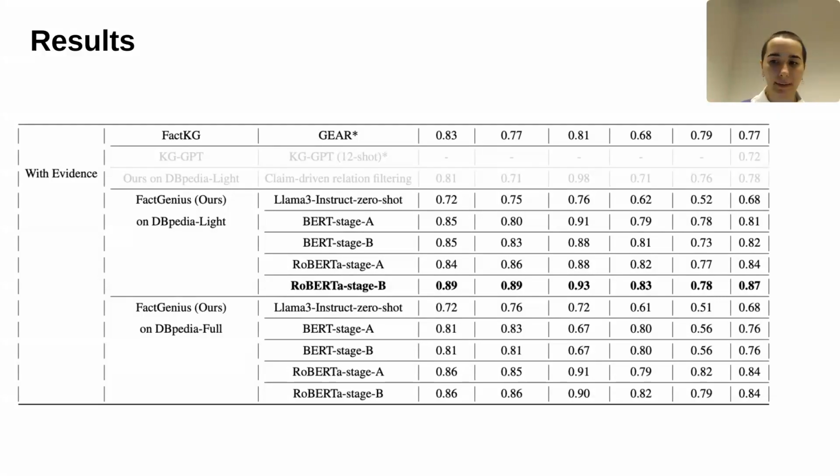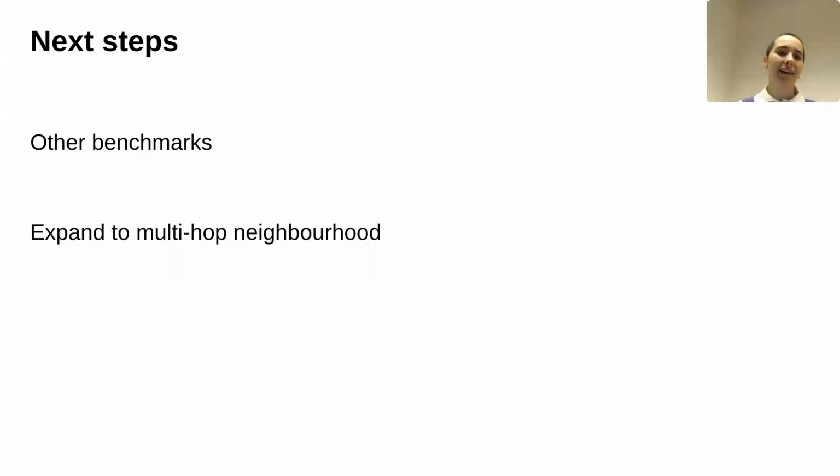But we are maintaining still very good results when we're considering the whole bigger graph, the whole DBpedia. So our best model, the RoBERTa classifier, together with the stage B validation, still performs much better than current state of the art. That's it about the results. You can see more in the paper.